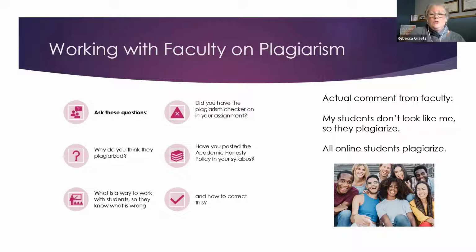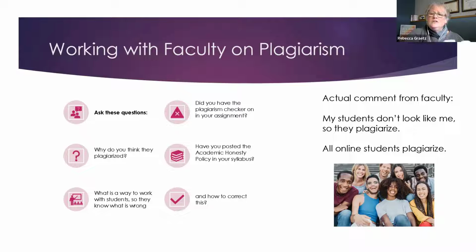Why do you think they plagiarized? This is a huge one. I had an instructor come to me and he said, this student plagiarized this assignment. I said, why do you think so? Because I just know she did, but I can't find anything. Originality did not catch it. I looked on the internet.